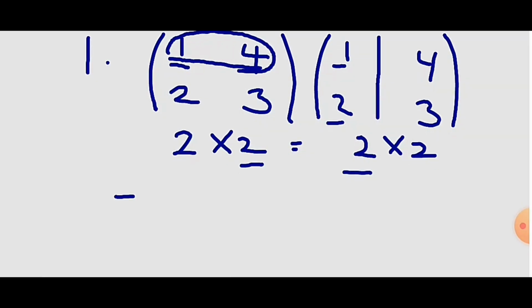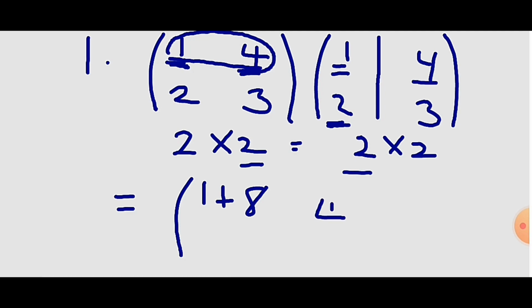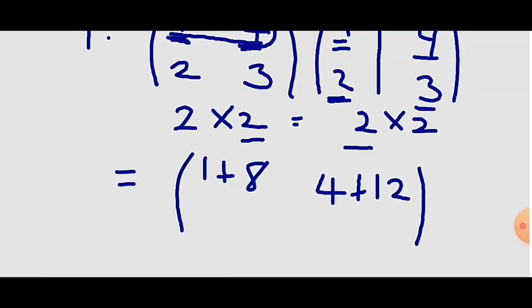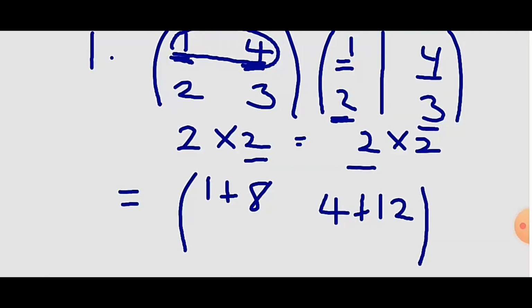So this will give us 1 times 1, that is 1, plus 4 times 2, that is 8. One column is remaining, so 1 times 4, you get 4, plus the second one should multiply the second one, that is 4 times 3, and that will give us 12. You repeat with the remaining row.